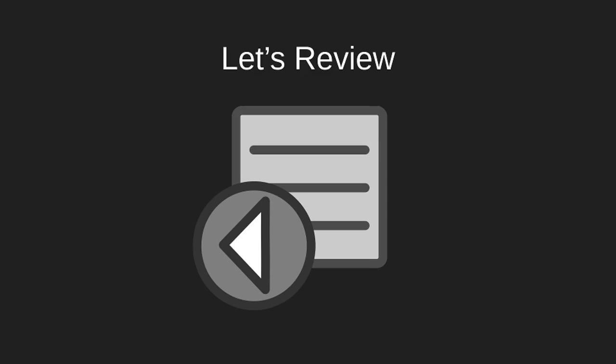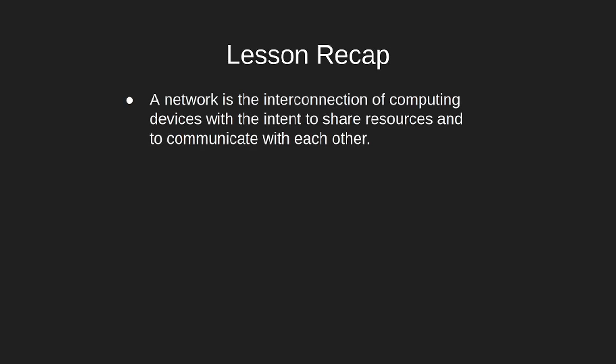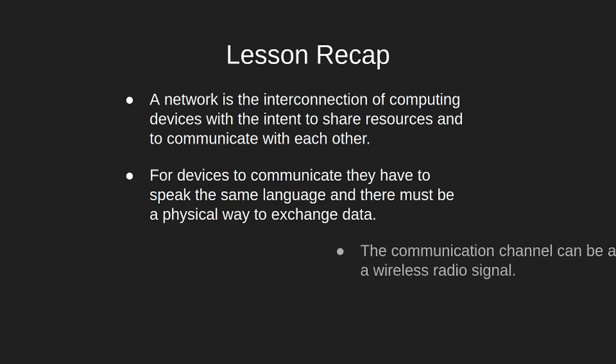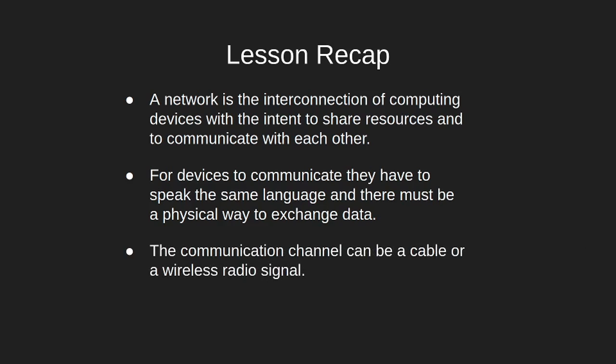Now, I know we went over a bunch of stuff here today, and we did it in a pretty short amount of time, under 10 minutes. So let's review all the different concepts and terminology we've gone over. A network is the interconnection of computing devices with the intent to share resources and to communicate with each other. Basically, the network devices are communicating. For devices to communicate, they have to be able to speak the same language. And there must be a physical way for that information to be exchanged. The communication channel can be a cable or a wireless signal.